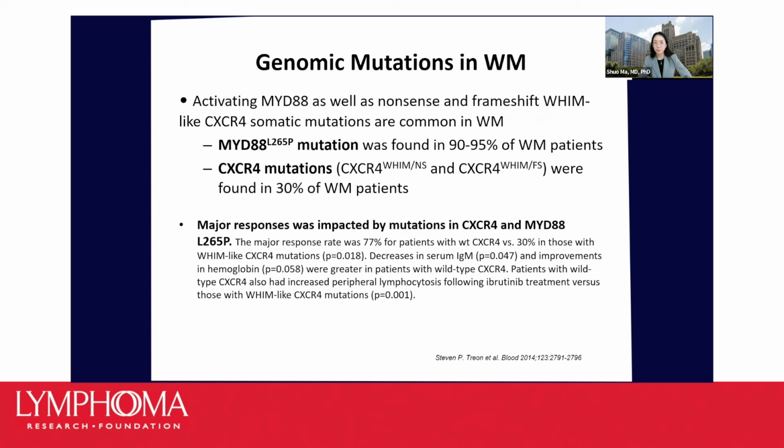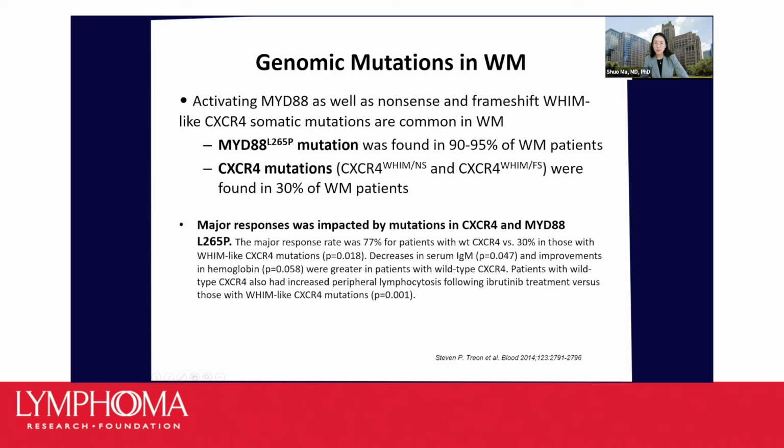So from the studies using ibrutinib, we have learned something about the importance of the genetic mutations in Waldenström in terms of correlating with response to treatment. As I previously mentioned, there are two important mutations in Waldenström patients. The first one is the MYD88 L265P mutation. This was found in the vast majority of Waldenström patients, and patients who do not have this mutation are relatively rare, less than 10%. And then the CXCR4 mutation is present in about 30% of Waldenström patients.